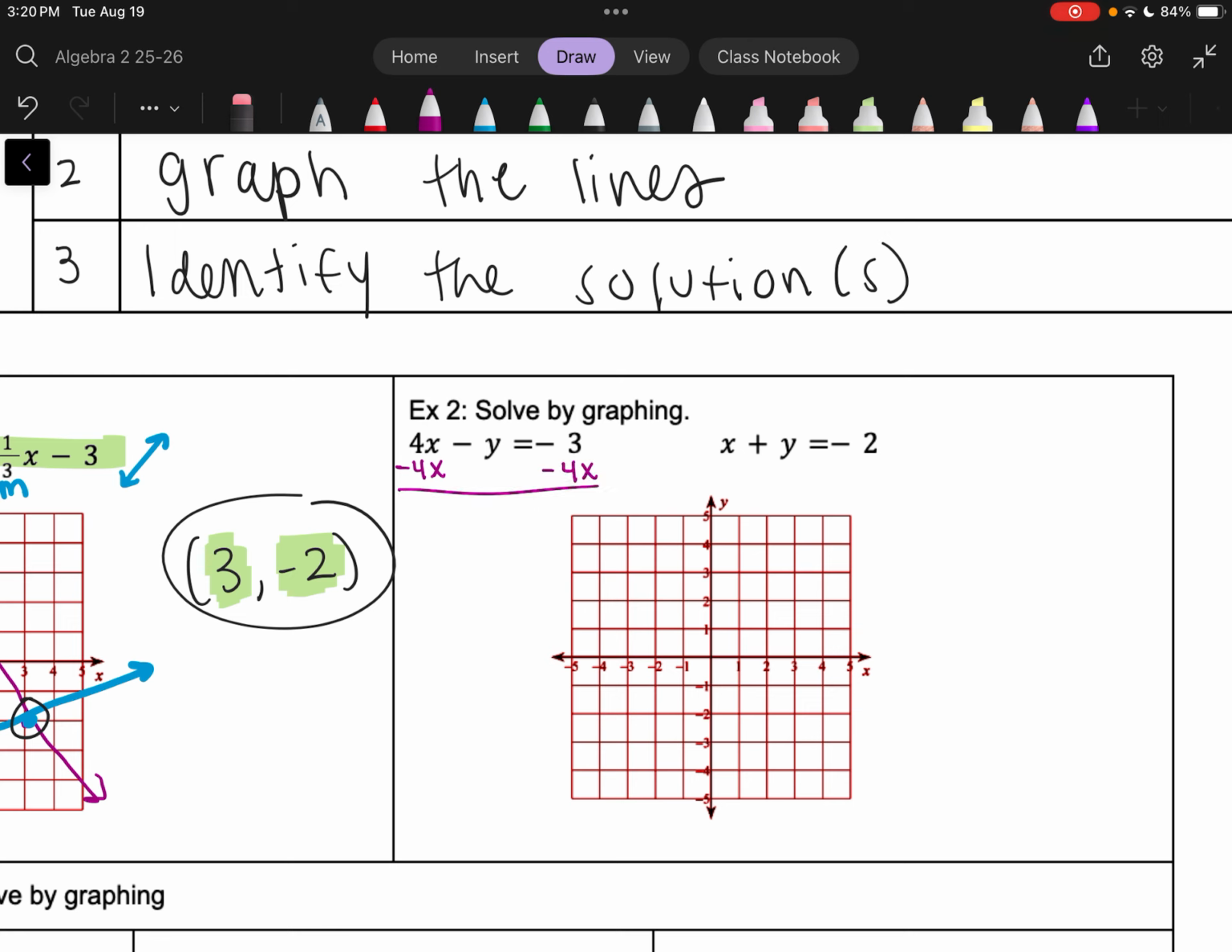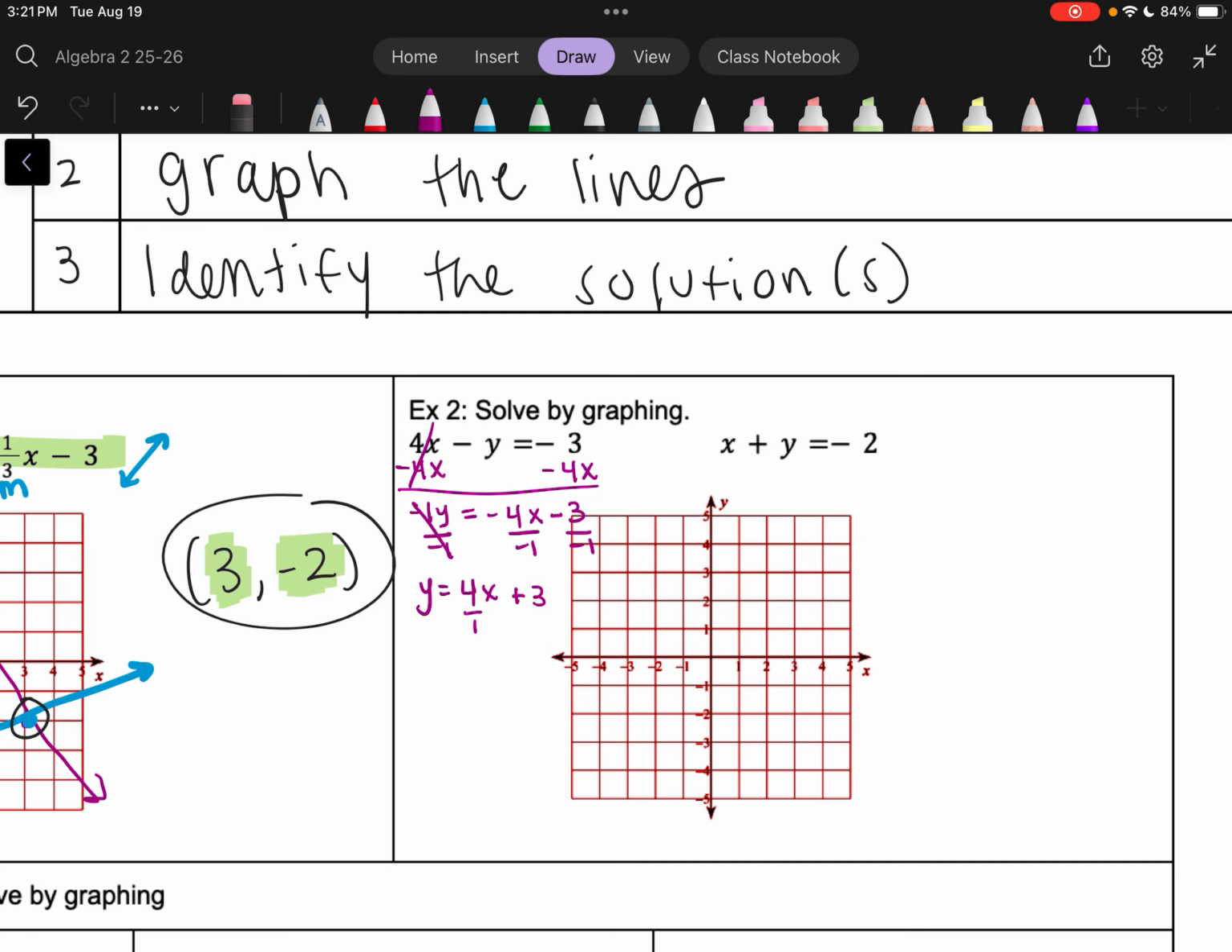I subtracted 4x. This cancels. You have negative 1y. If you want to write the 1, go ahead. And then on the right-hand side, I'm going to flip that to be mx, so negative 4x minus 3. Then I'm going to divide by negative 1 and simplify. So I have y equals positive 4x. If you need to leave that divide by 1 there to see the slope, that's fine. And then negative 3 over negative 1 is positive 3.